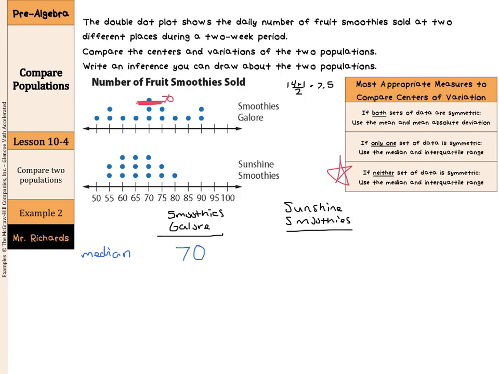What about Sunshine Smoothies? Well, I have 1, 2, 3, 4, 5, 6, 7, 8, 9, 10, 11, 12, 13, 14 terms again. So it's going to be once again the 7.5 term in between the 7th and 8th term. So 1, 2, 3, 4, 5, 6, 7. It's going to be right there. So the median here is 65. And I can translate that down here, 65. Now what about the interquartile range?